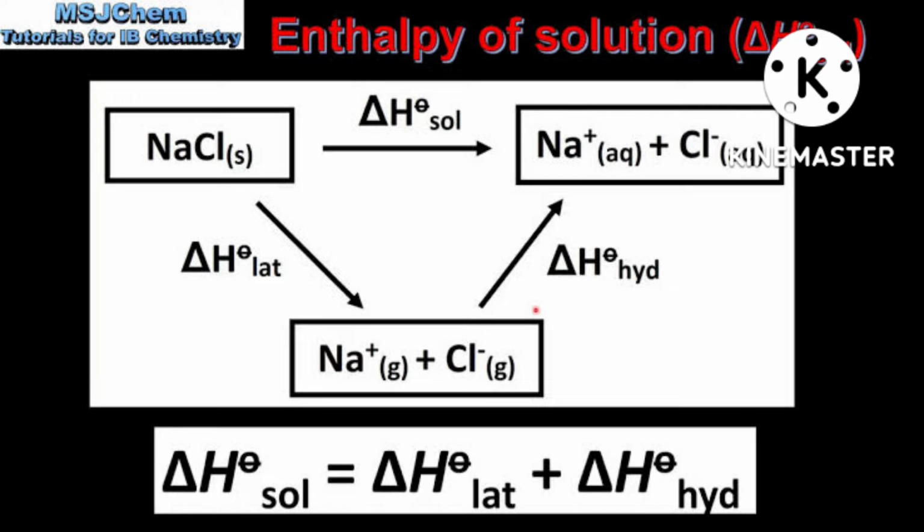First you heat AB to bring it into the vapor form, and some heat is required. When AB converts to the gaseous form, meaning A plus in the gaseous state and B minus in the gaseous state, heat is required in that process. That is called lattice enthalpy. I will come to the details.